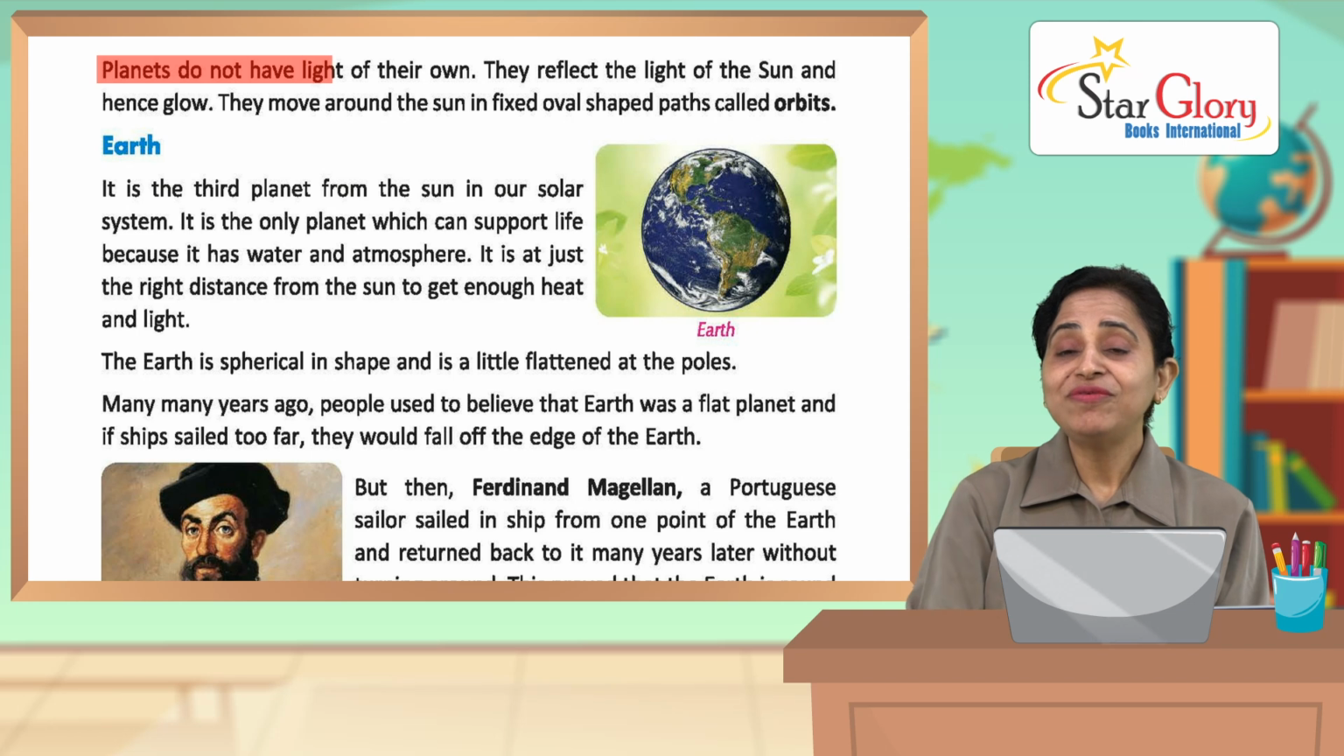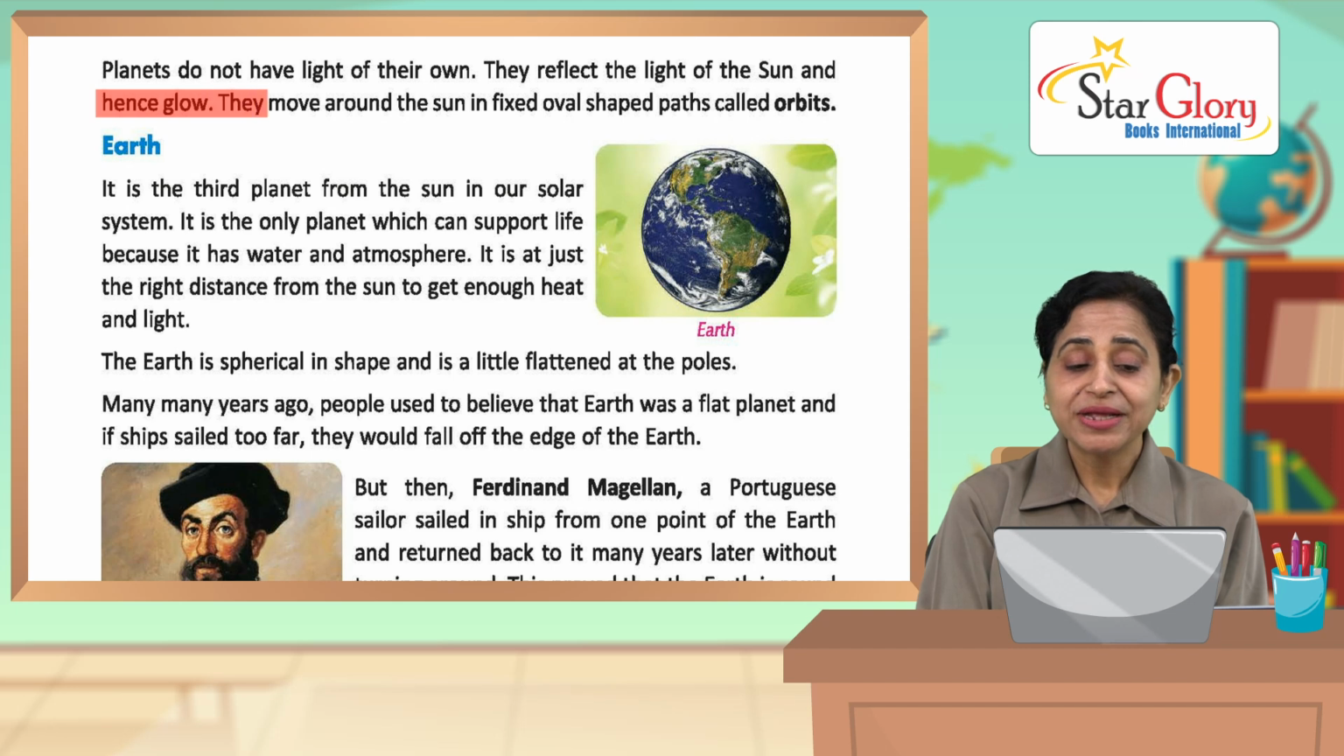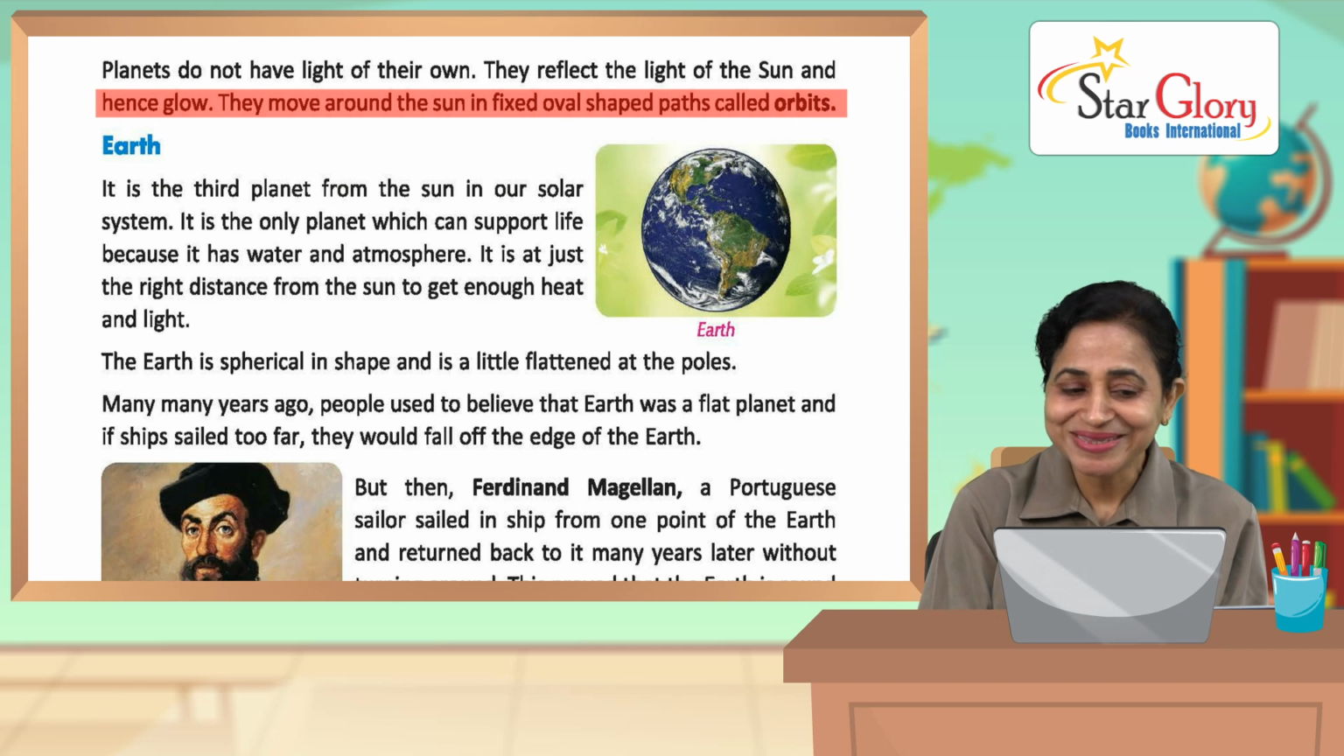Planets do not have light of their own. They reflect the light of the sun and hence glow. They move around the sun in fixed oval shaped paths called orbits.